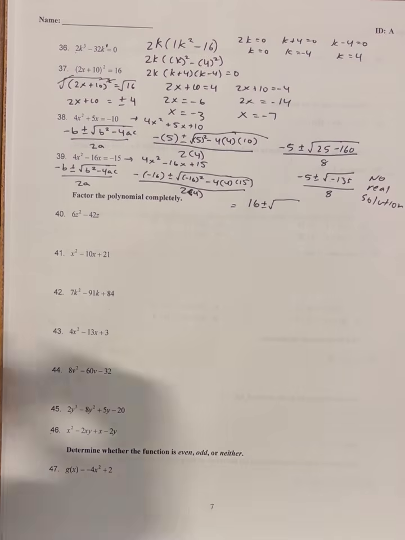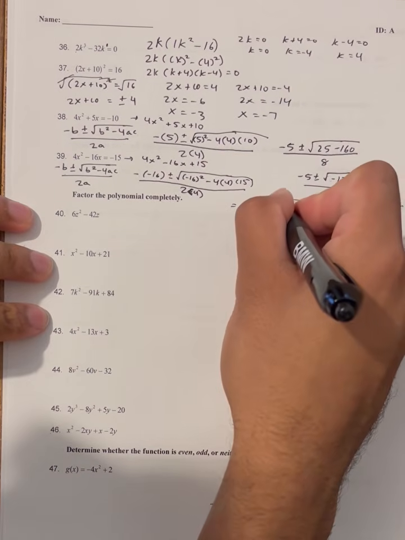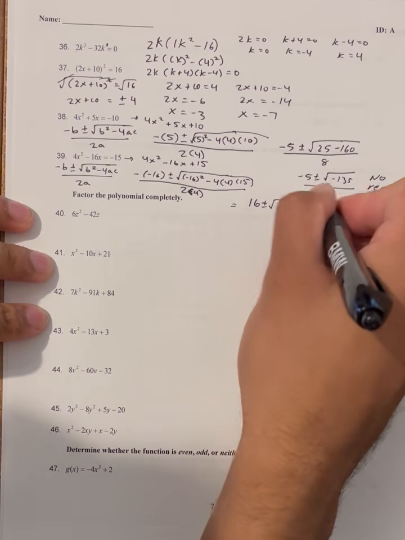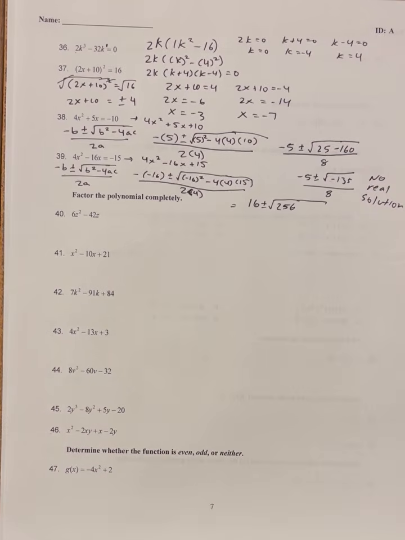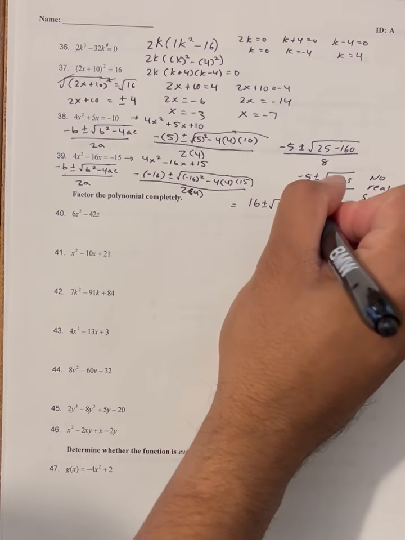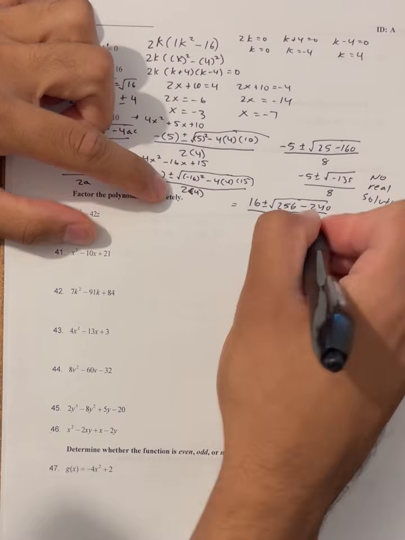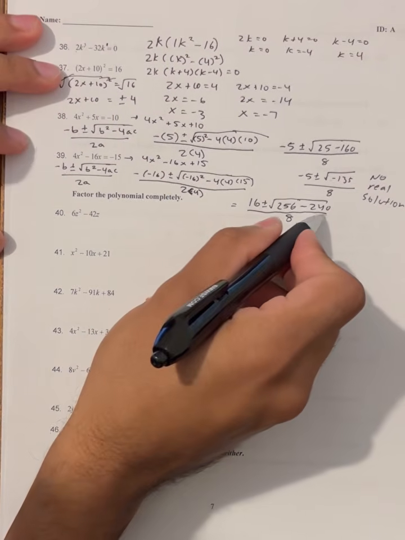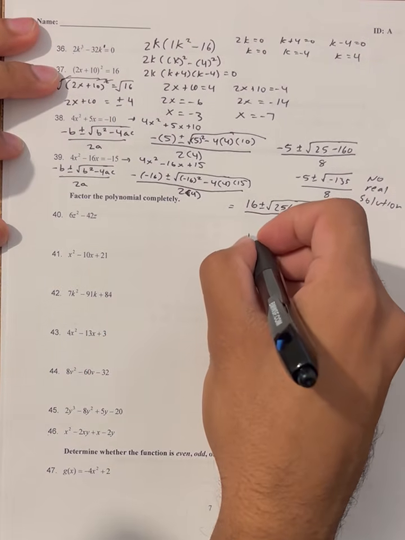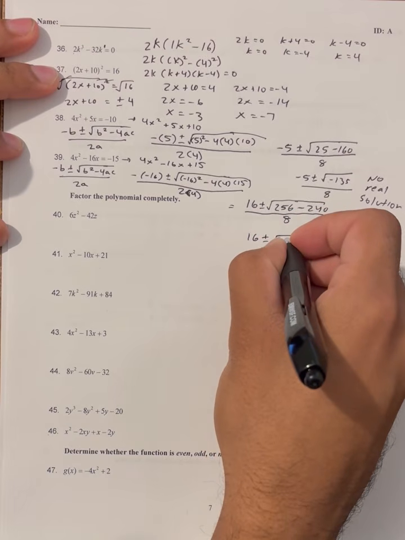Squared is 256, minus 4 times 4, which is negative 16, times 15. So negative 16 times 15 is negative 240. Okay, and this is all over 8. So 256 minus 240 is 16, so it would be 16 plus or minus the square root of 16.